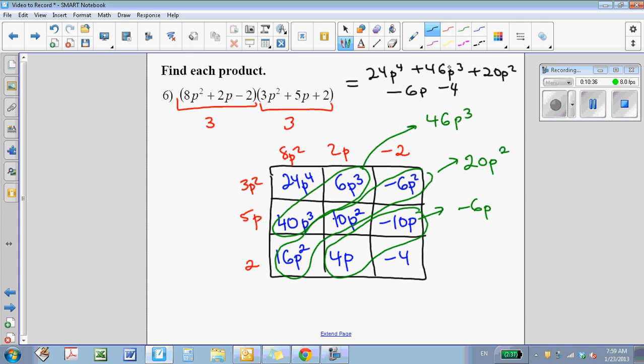We have p to the fourth, p to the third, p squared, p, and the number that has a degree 0 for the variable. And then this is your, on the left, your factored form of the expression, and on the right side, your multiplied out form. And this is going to be your final answer.